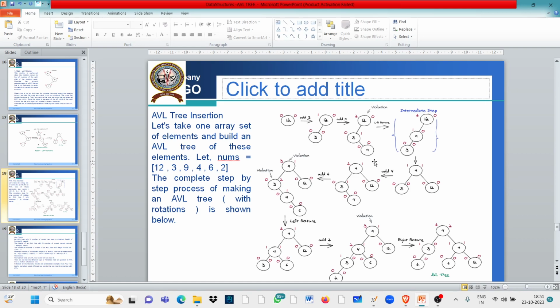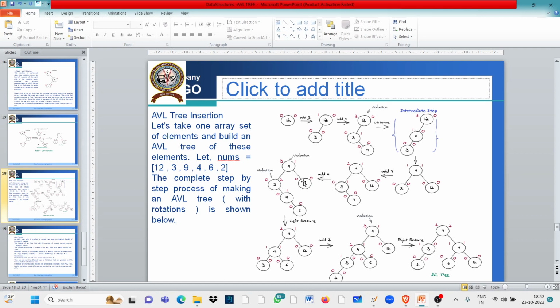Now suppose I want to add another, that is, after this I want to add 6. So 6 is less than 9, so it will come to the left, and 6 is greater than 3, it will come to the right, and 6 is greater than 4, it will come to the right. So here it is 0, here 0 minus 1, it is minus 1, here 0 minus 2, it is a violation. Here 3 and here is 0, 3 minus 1, it is also 2, a violation. Okay. So in this case, what you have to do? Now let us take one by one.